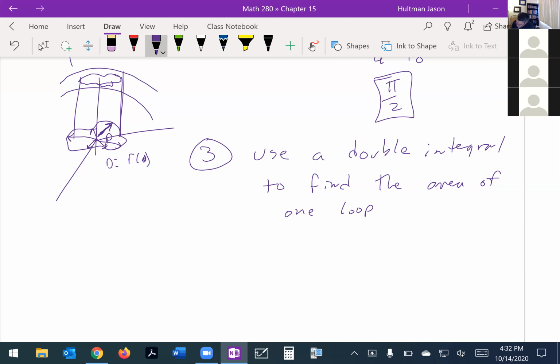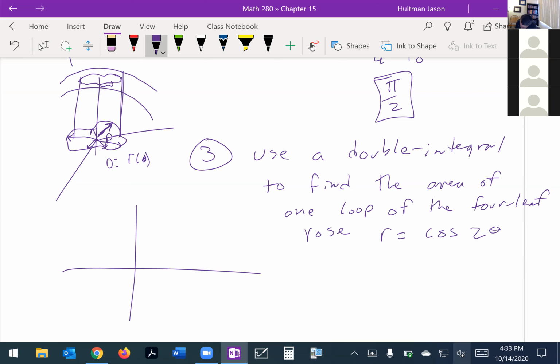Okay, use the double integral to find the area of one loop of the four-leafed rose r equals cosine of 2 theta. So now we know this four-leafed rose looks like this. It starts off here, and it goes around. Since it's a four-leafed rose, it's going to look like this.